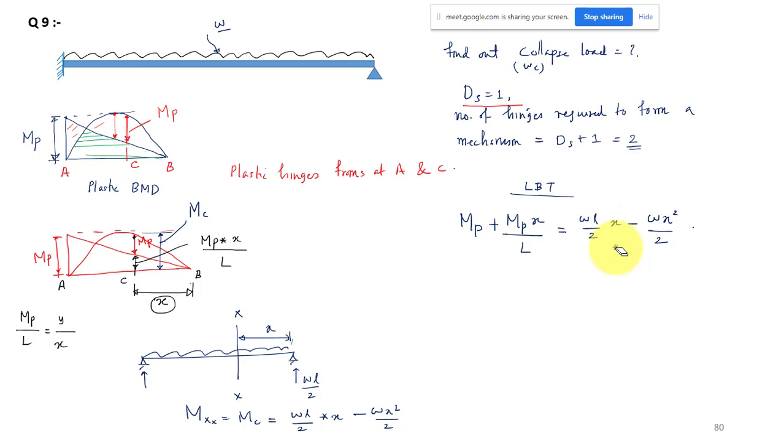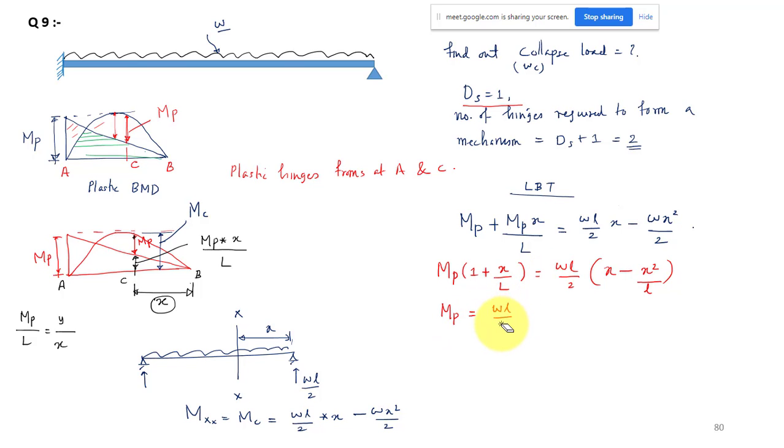Okay. So now I can write this is MB into 1 plus x by L. I'm just simplifying it. MB into 1 plus x by L, which is equal to WL by 2. I'm just taking the common. WL by 2 into x minus x square by L. Okay, it is a simplification. So now I can write MB equal to, so MB equal to WL by 2.